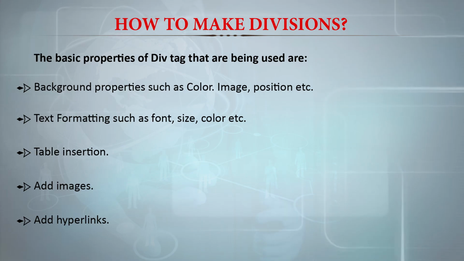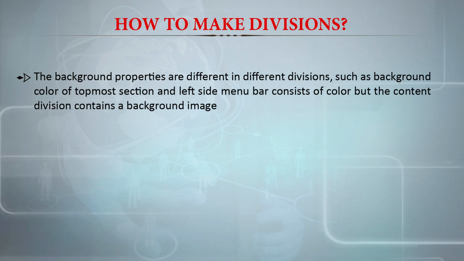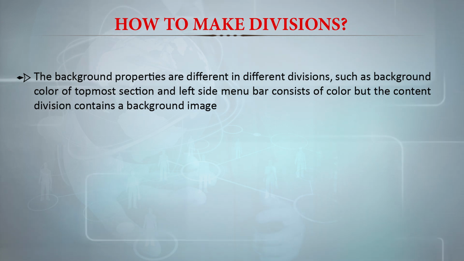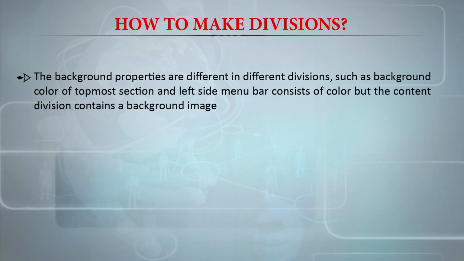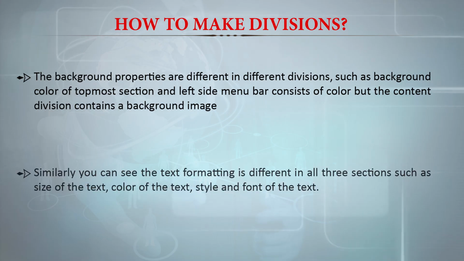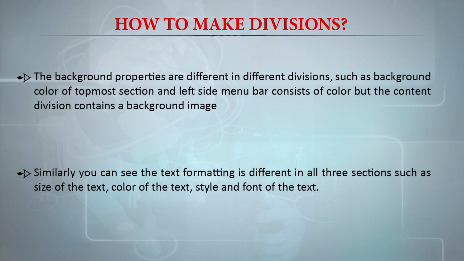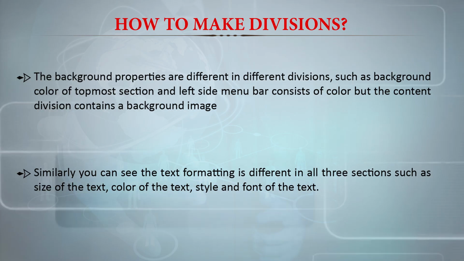In case you observe, the background properties are different in different divisions. If you look at the image, the topmost section and the left side menu bar contain a background color, but the content division contains a background image. Similarly, we can see the text formatting is different in all the three sections, such as size of the text, color of the text, style and font of the text.